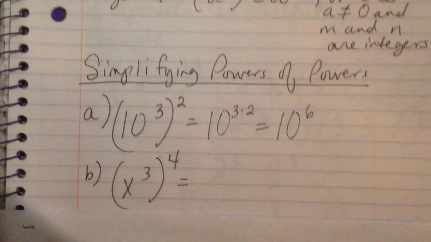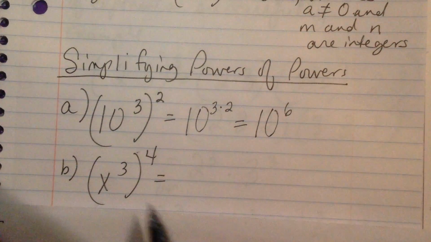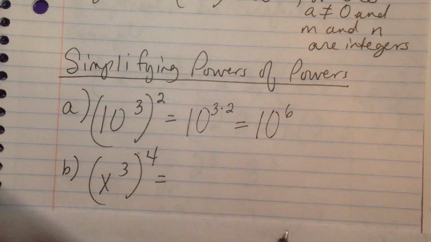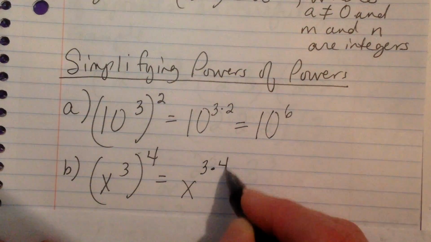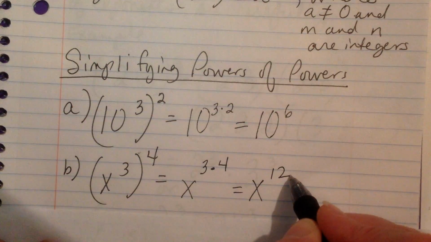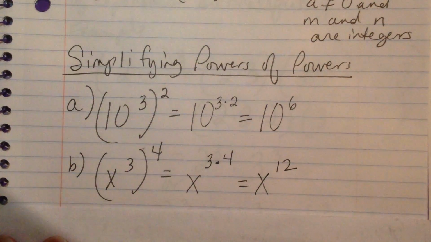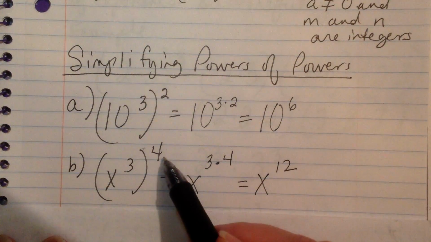Let's look at another example. B, x cubed raised to the 4th power. Keep the x and simply multiply 3 times 4, so we get x to the 12th. You only multiply exponents when one exponent is inside and one exponent is outside.